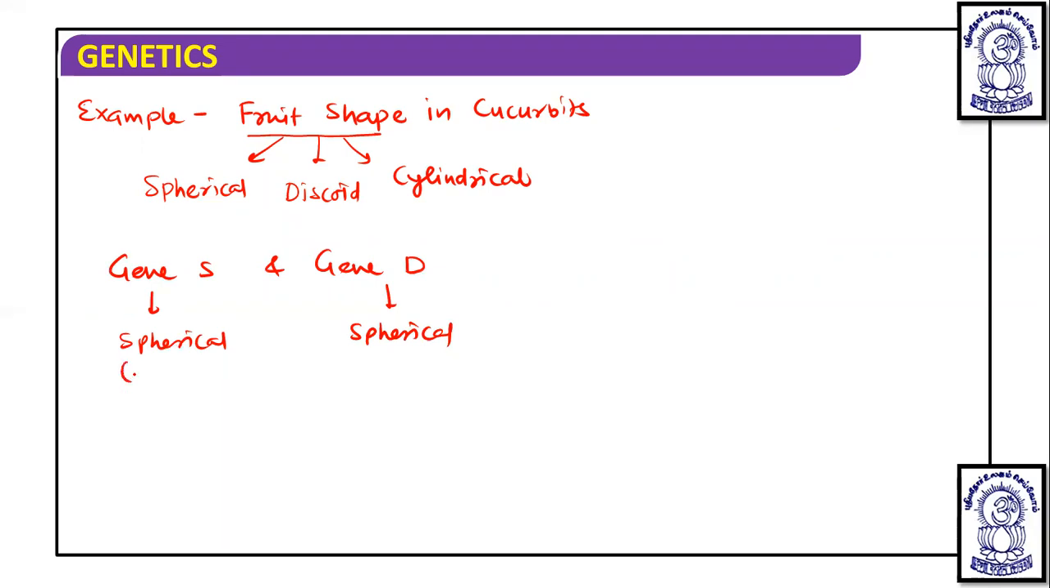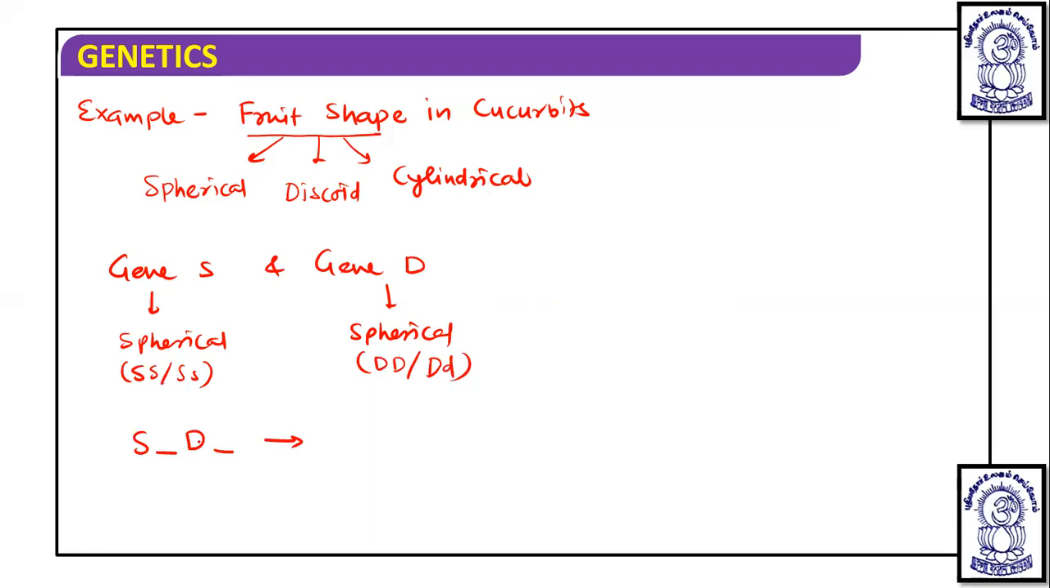So spherical will be obtained when there is a capital S or capital S small s. When there is a capital D or capital D small d, then there is going to be a spherical. When S is dominant and D is recessive, then it is spherical. When S is recessive and D is dominant, then spherical. When both S and D are dominant, here you write either capital S or small s, and here either capital D or small d.